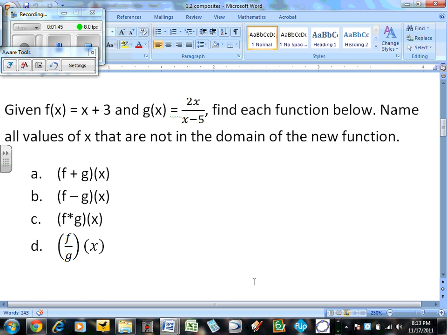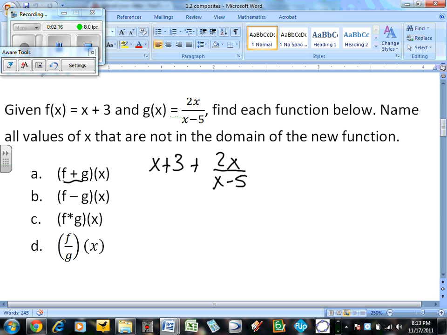Example 1. Given two functions, f of x equals x plus 3 and g of x equals 2x divided by x minus 5, find each function below. Name all values of x that are not in the domain of the new function. That's kind of what we did in the last part of the last video, and this isn't too bad. So this just means we're adding those two functions together: x plus 3 plus 2x over x minus 5. Now we're asked to simplify this.